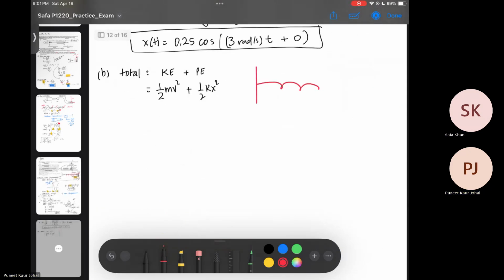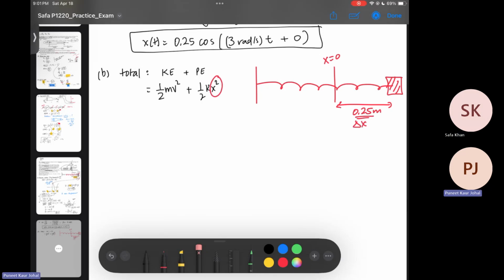This was the equilibrium position, and I stretched it 0.25 meters. That is the delta x. Actually, the formula is usually delta x squared, but in any case, your delta x is going to be this. I choose this position to do the analysis. At this position, because you're holding it and haven't released it yet at t equals 0, velocity is just going to be 0, right?